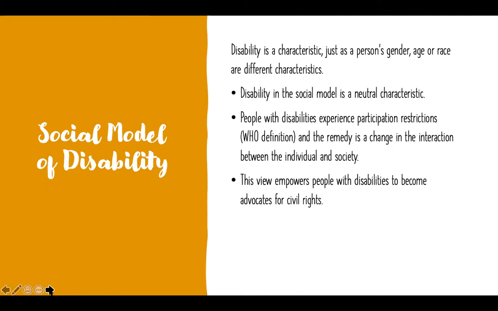So this is contrasted with the social model of disability. In the social model, disability is a characteristic, just as a person's gender, age, or race are different characteristics, and lots of other characteristics that we have. So disability in the social model is a neutral characteristic. People with disabilities experience participation restrictions. That's that World Health Organization definition. The remedy in these cases is a change in interaction between the individual and society. And the social model is very empowering. This is the model where a lot of the advocacy and civil rights work comes in.